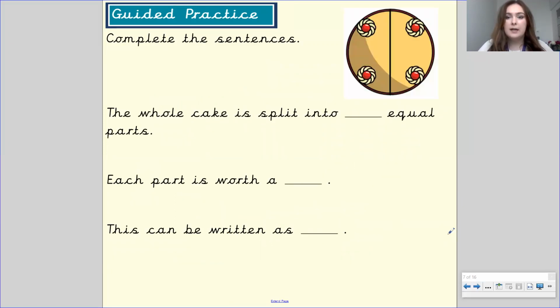Okay, let's have a look at this cake here. We need to complete the sentences. So we've got this cake and there's a line down the middle. The cake has been split into how many equal parts? Pause the video to have a think.